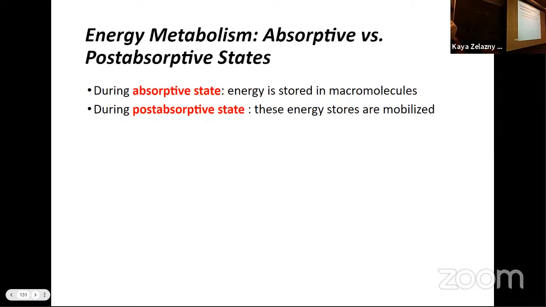And during the post-absorptive state, so much later, you're going to need to continue to do all your normal body processes. And this is when we're going to start to use those energy stores. So we're going to mobilize them. We're going to move them around. We're going to start breaking down energy stores. And we're going to make our body work and do stuff.